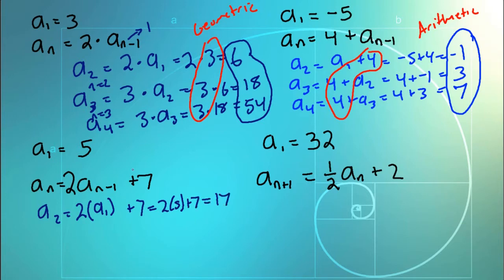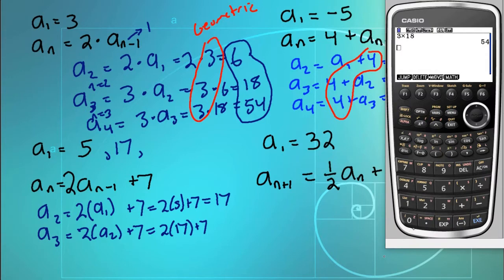So I'll just list these right here, see if it is arithmetic. So the third term is going to be 2 times the previous term, 17, plus 7. So 2 times 17 plus 7, and get 41.